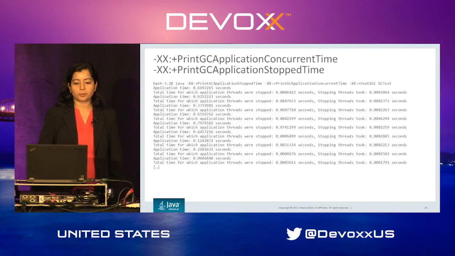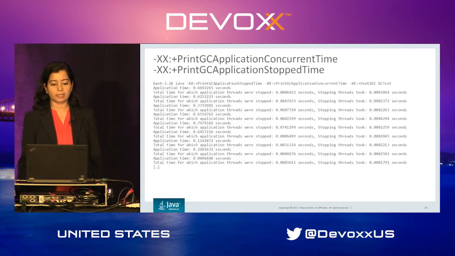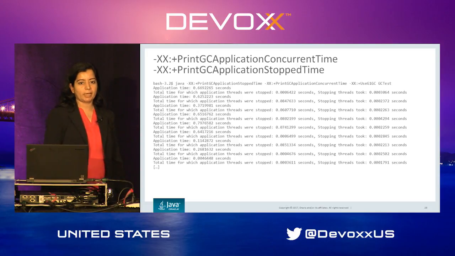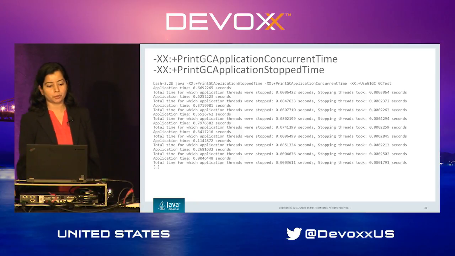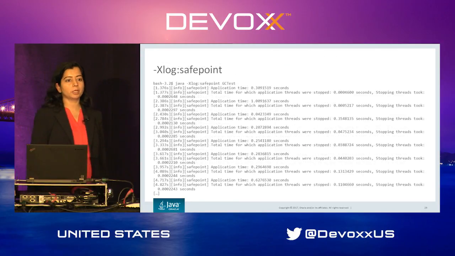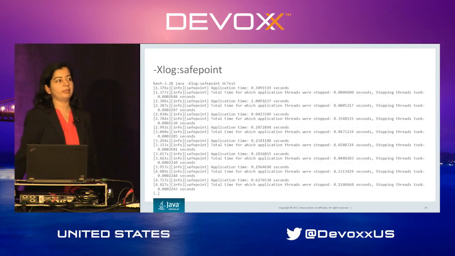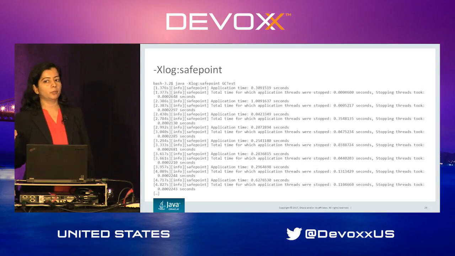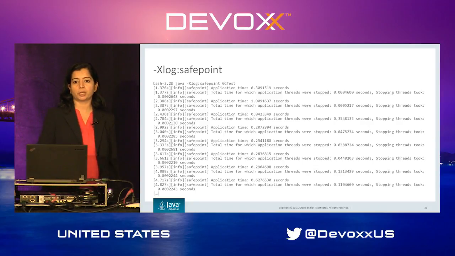We have the options PrintGCApplicationConcurrentTime and PrintGCApplicationStoppedTime in JDK 8, which are used to print the application runtime and application stop time. In JDK 9, we would be using -Xlog:safepoint. With this tag, the same kind of information, the same level of information on application runtime and application stop time, would be available.